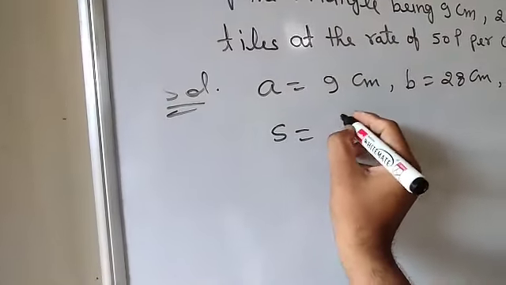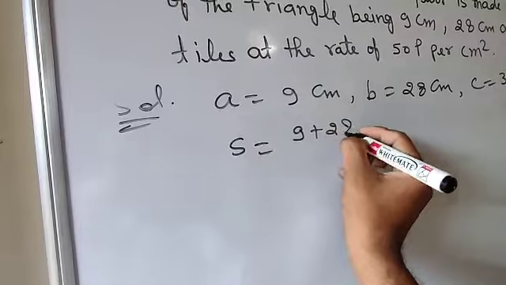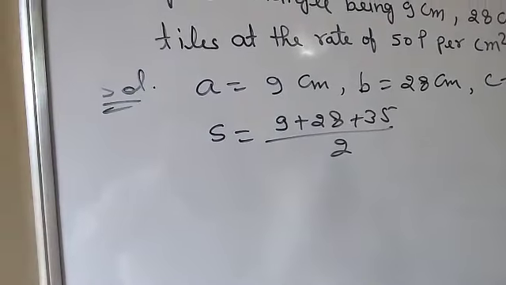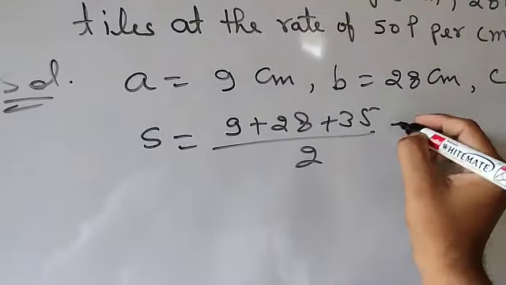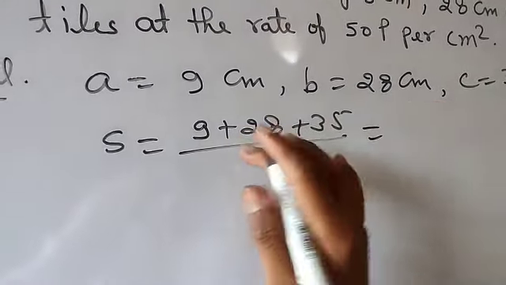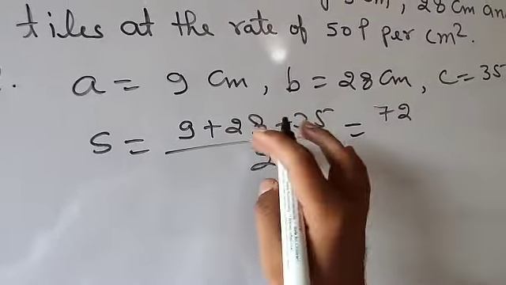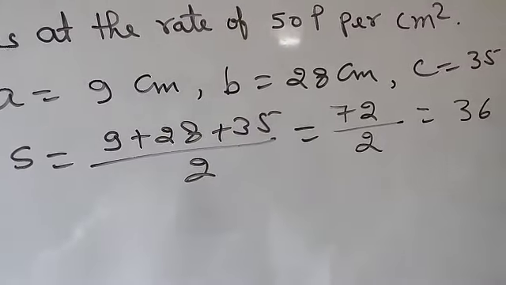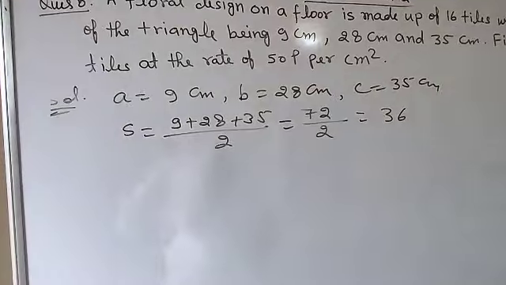Then s equal to (9 plus 28 plus 35) upon 2. You will add all the three and that will be divided by 2. So if you add, that will be 72 upon 2, that is equal to 36. So the value of s is 36.